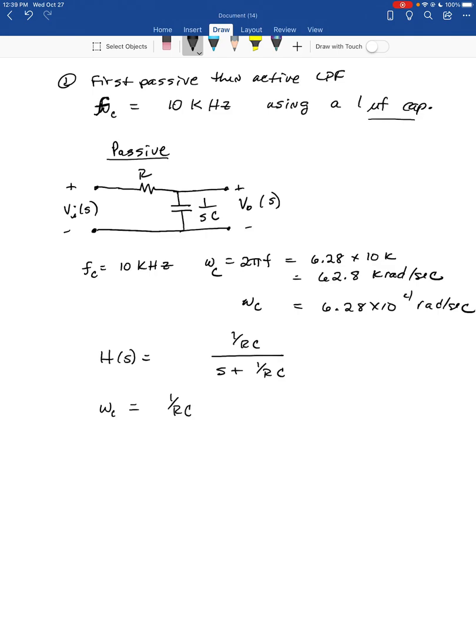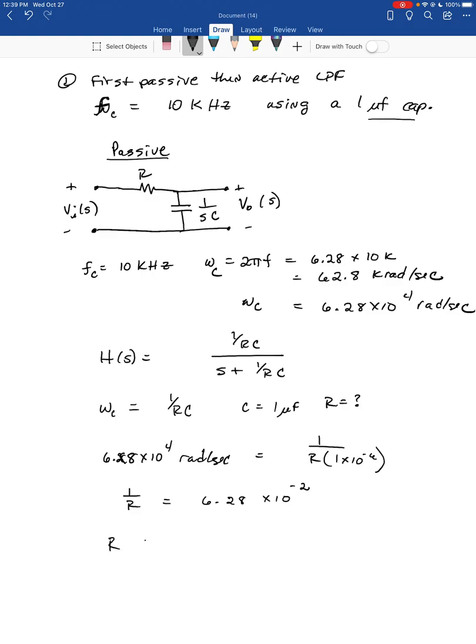And so if C is equal to 1 microfarad, R is what we need to solve for. So we take omega C, which is 6.28 times 10 to the 4th radians per second, and we set that equal to 1 over R, times 1 times 10 to the minus 6. So 1 over R is 6.28 times 10 to the minus 2. So R is 1 over 6.28 times 10 to the minus 2.